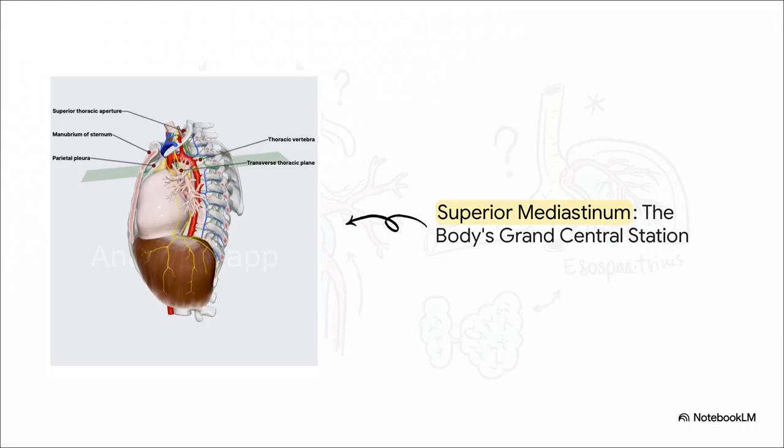Well, think of it like this. The superior mediastinum is essentially the human body's ultimate transit hub. It is a biological grand central station. Literally every major highway of blood, every single crucial transit tunnel for air and food, and all these highly complex communication wires, they all have to pass through this exact central partition. We're talking about the space that extends from the top opening of your rib cage, which is called the superior thoracic aperture, straight down to an imaginary line called the transverse thoracic plane.